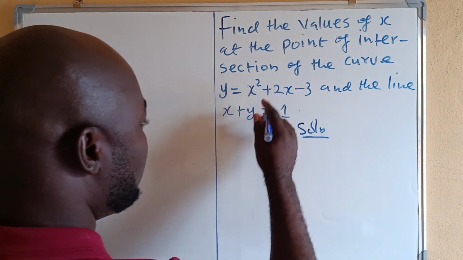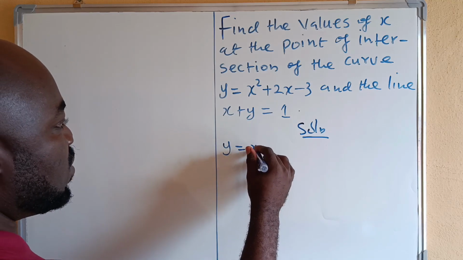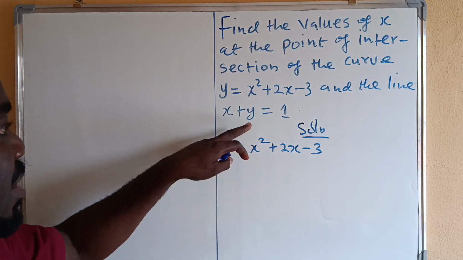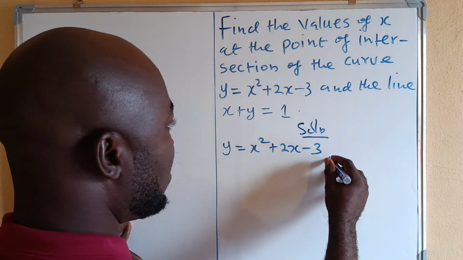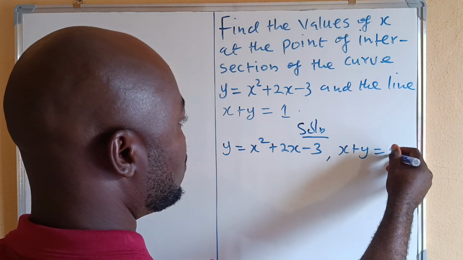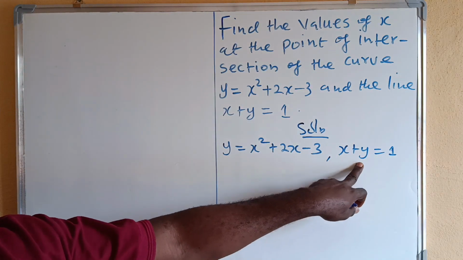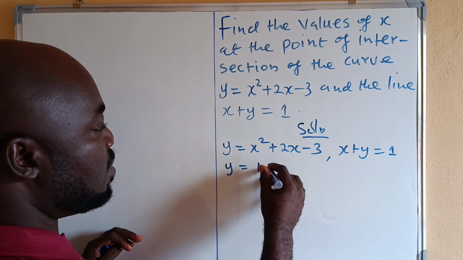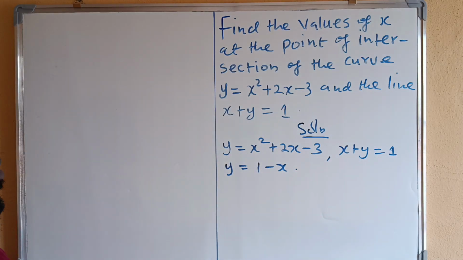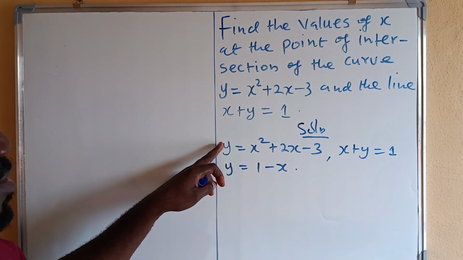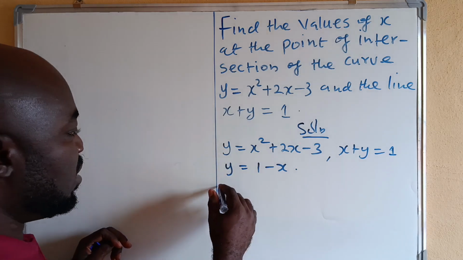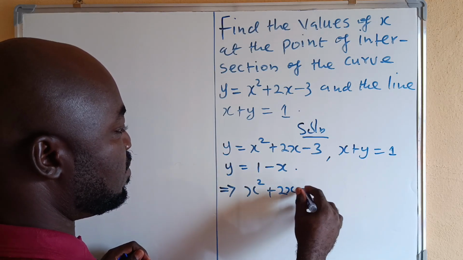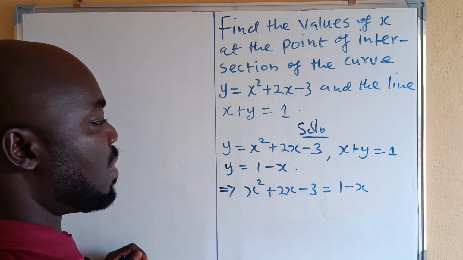Now we have that from the first equation, y is equal to x squared plus 2x minus 3. And then the second equation, we have that x plus y is equal to 1. So what I'm going to do is make y the subject in the second equation. So my y will be equal to 1 minus x. So what am I going to do? I'm going to equate both sides. Y will be equating to y. So that will imply that x squared plus 2x minus 3 is equal to 1 minus x.